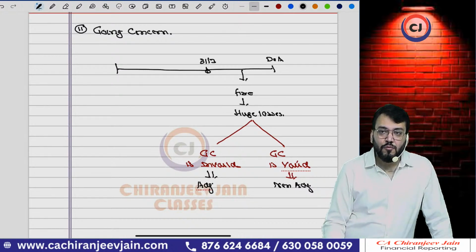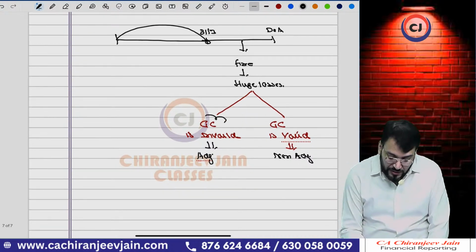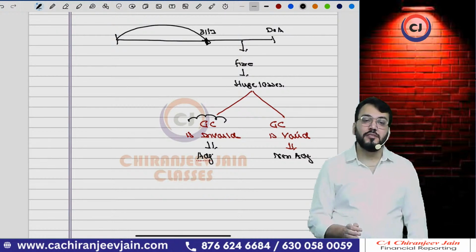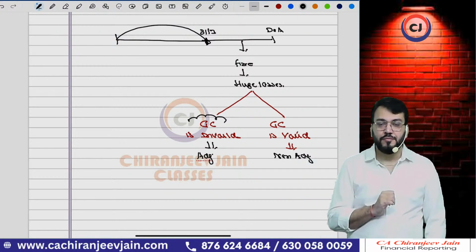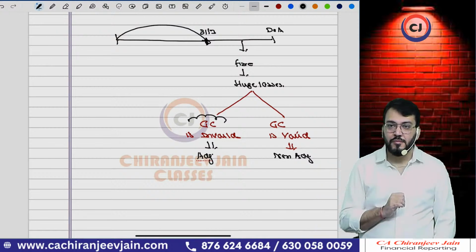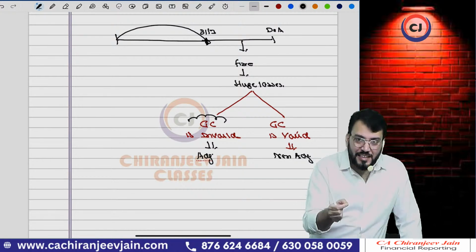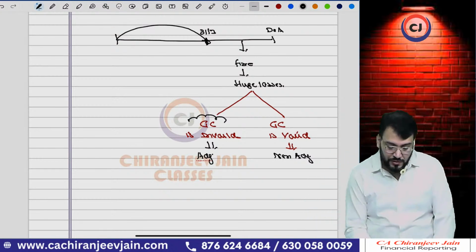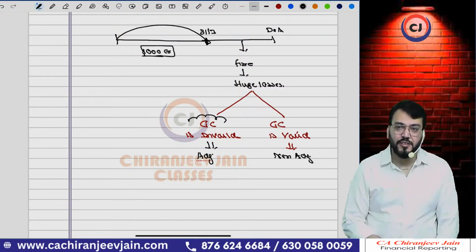Why so? If GC is invalid, but there was no condition of fire or loss on 31st March, why did AS 4 say it is an adjusting event, where we will do the adjustment? My question is why it becomes an adjusting event when there was no condition. Just try to understand. Suppose they have earned a profit of 1000 crore in this year. Correct?